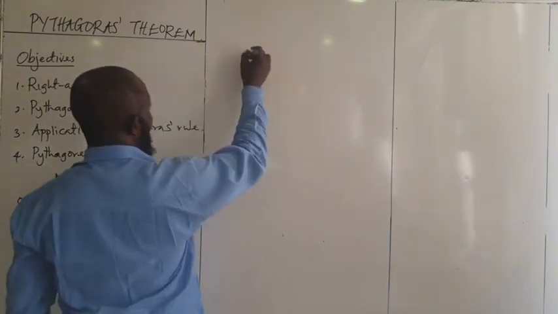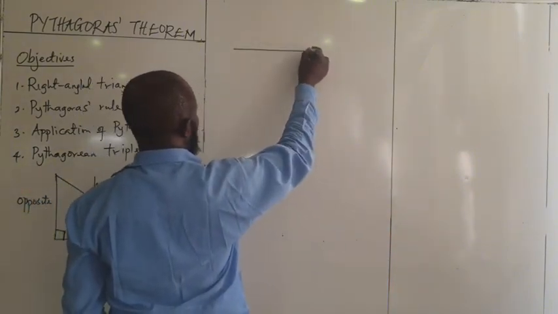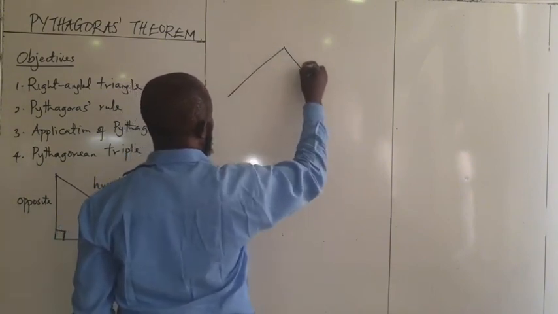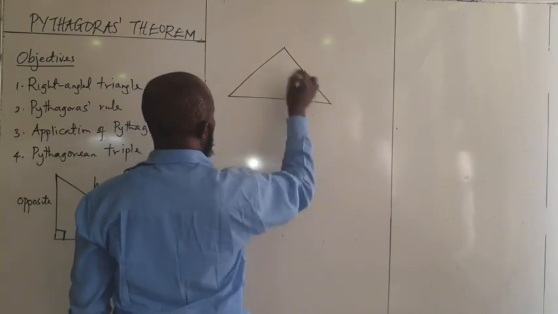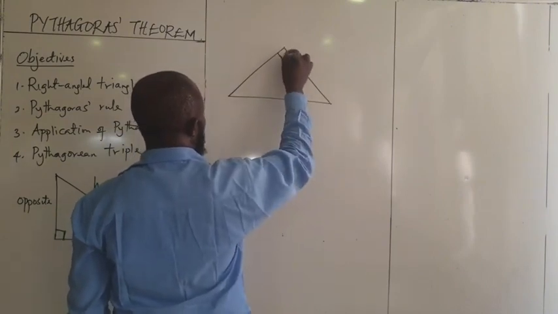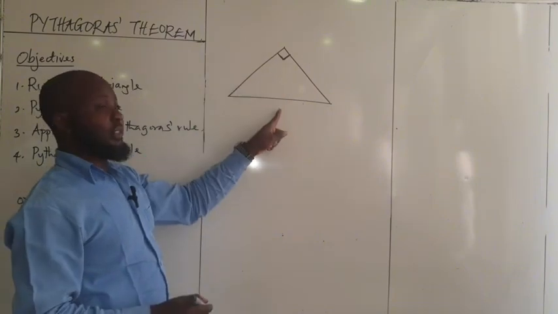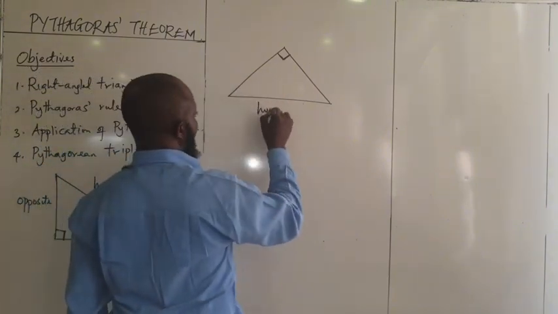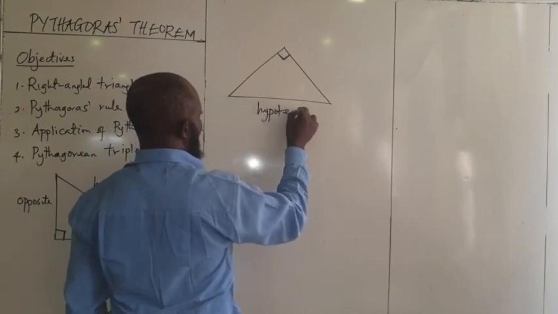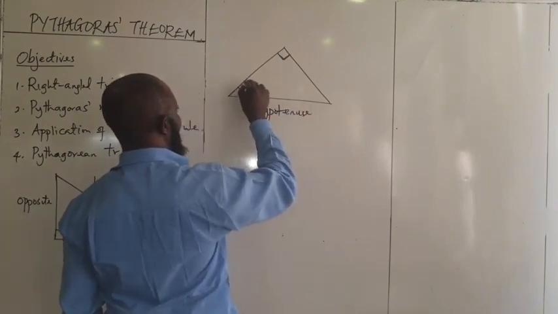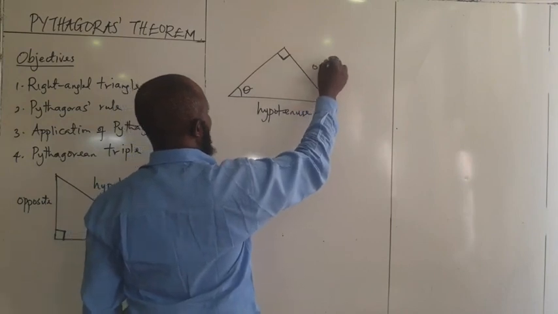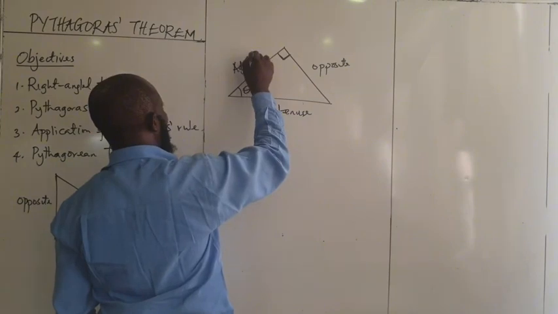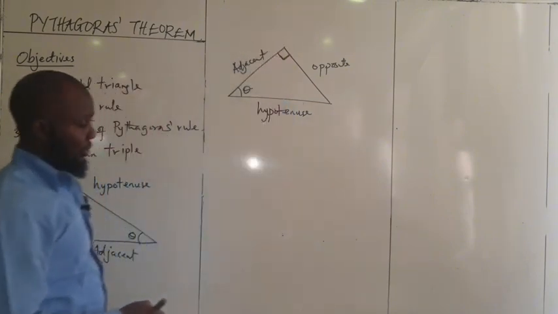So let me give you another diagram. Let's have it this way. You have this, and you have this like this, and this is a right angle triangle. So the hypotenuse will be the side that is facing the right angle. This is the hypotenuse here. While this is the angle we are considering, this will be the opposite, and this will be the adjacent. Please take note of everything here. It's very important.